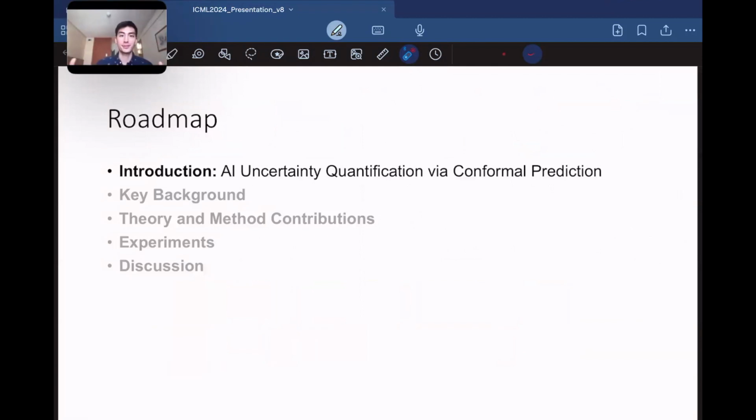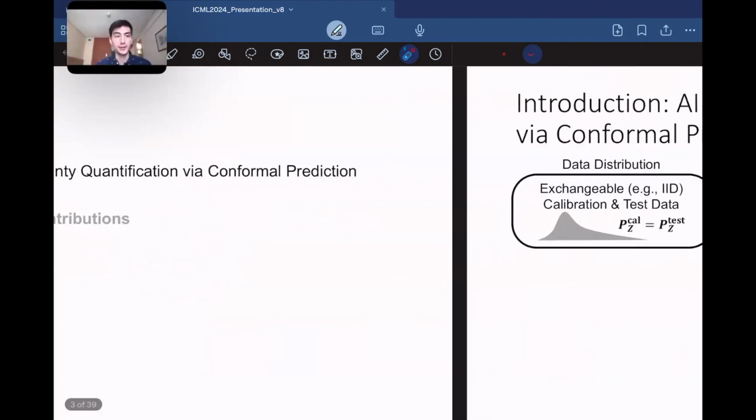Okay, so first, a little roadmap of the talk today. For those who are less familiar with conformal prediction, I'll give a quick introduction on what that is in the context of AI uncertainty quantification. And then some key background on related work. I'll sketch the key ideas and the theory and methods in this paper, and then quickly highlight experiments, and then some discussion and takeaways.